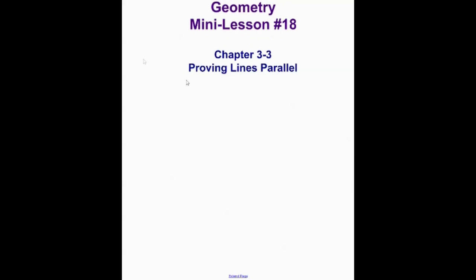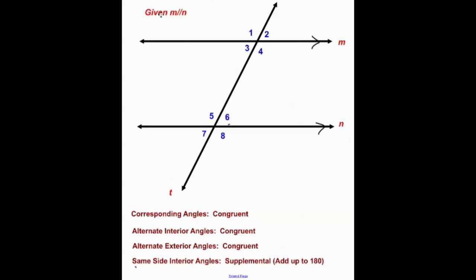Okay, this is right on the heels of our previous lesson, and we're going to prove lines parallel. Yesterday we talked about given that m is parallel to n, and we have our little parallel signs right here, then we can conclude certain things about our angles, like for instance, our corresponding angles, like 1 and 5, are congruent, which leads us into the other theorems, because we can use vertical angles and supplemental linear pairs to determine that our alternate interior angles are congruent, our exterior angles are congruent, and our same side interior add up to 180. All because we know that we are given parallel lines.